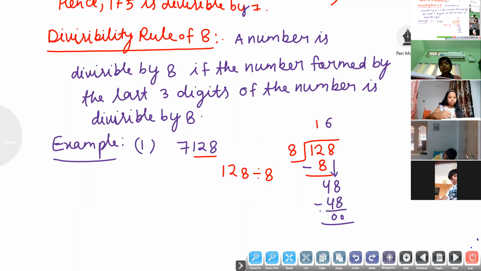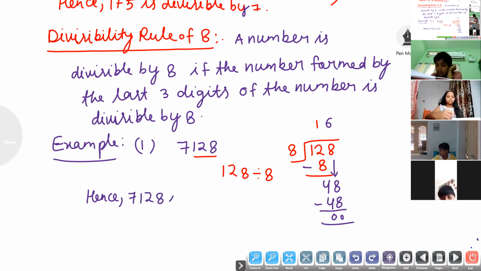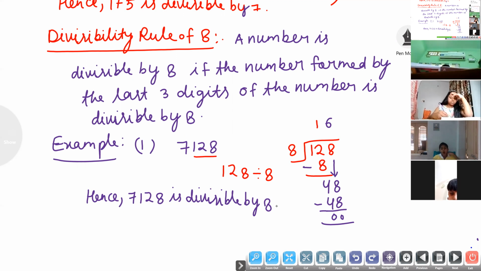Okay. Hence, 7128 is divisible by 8. If the question has been given to check whether the given number is divisible by 8 or not, I will check the last 3 digits. The last 3 digits should be divisible by 8. If the last 3 digits are not divisible by 8, then we can say the given number is not divisible by 8.